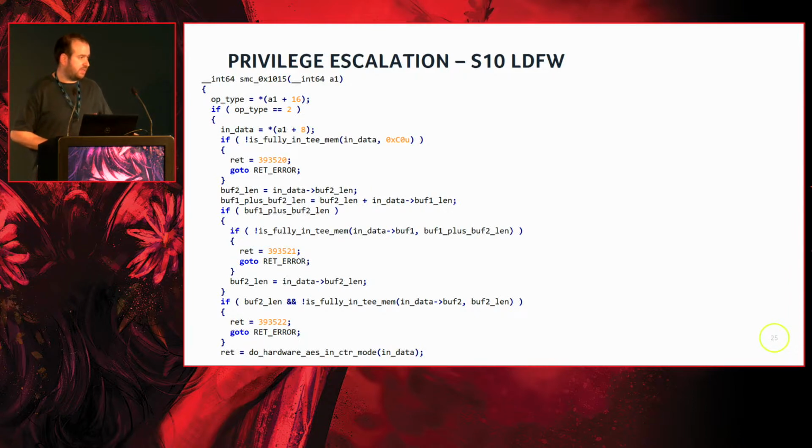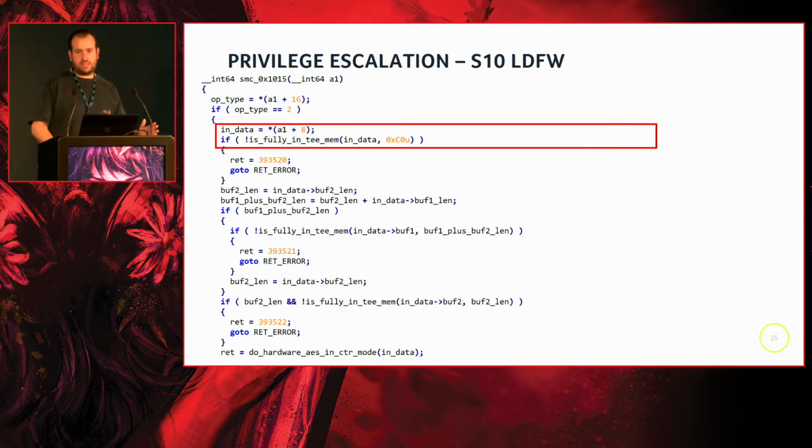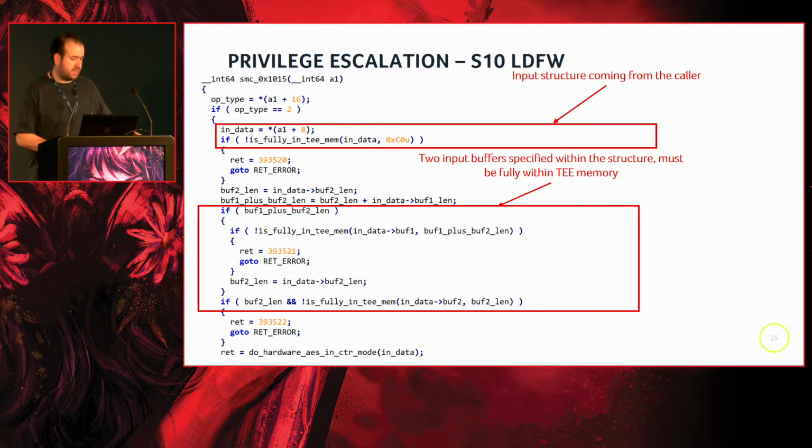This is an SMC implemented in the crypto manager, and this is only reserved to the secure callers. And the first thing it does, it takes an argument passed by the caller. This is a structure of C0 bytes, and it checks that this structure needs to be fully within the TEE memory. And with TEE memory, I mean anywhere in TEE memory. It can be TA memory, crypto firmware memory, kernel, TEEGRIS kernel memory, anywhere. Once that is verified, it will then extract two physical memory buffers as specified within the structure. So basically the structure will have a physical memory start address and a length of the first buffer and of the second buffer. And again, it will check that these two buffers are fully within the TEE memory.